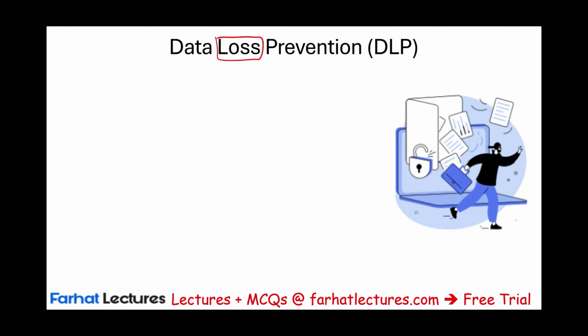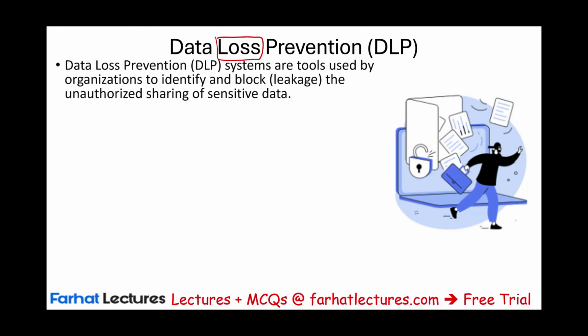Well, data could be stolen. Data could be erased by mistake. It could be lost through human error. So the key is to prevent that loss. So data loss prevention systems are tools used by organizations to identify if there's any loss and block the unauthorized sharing of sensitive data. And why it's important to identify the loss? Because it may take a week, a month before a company figures out that they had a data loss. So that's why they have to be proactive in determining if there's any data loss up front.